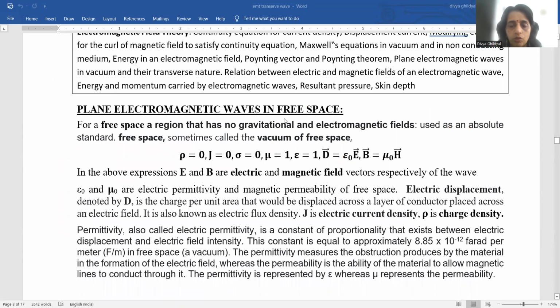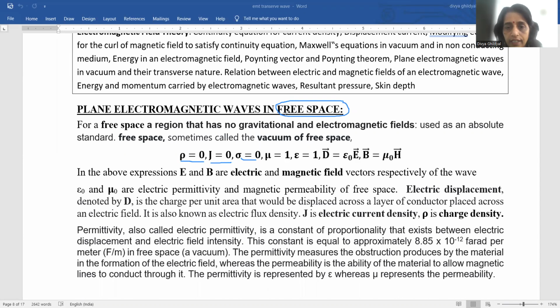Now, plane electromagnetic waves in free space. See, first you understand what is meant by this term free space. Free space means no charges are present around it. That means the charge density is zero. Obviously, if no charges are present, then current density itself will become zero. Conductivity will become zero. The electric displacement vector has value epsilon naught E and magnetic field is mu naught H.